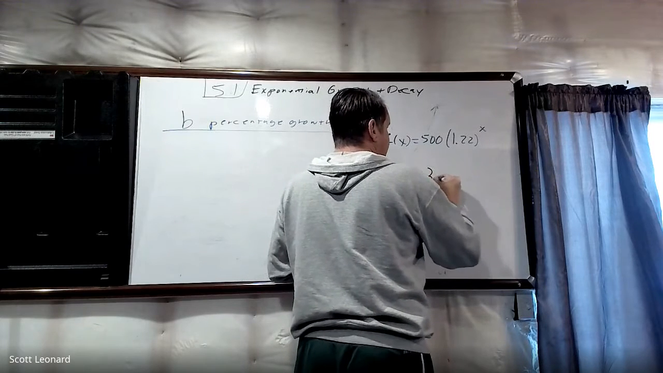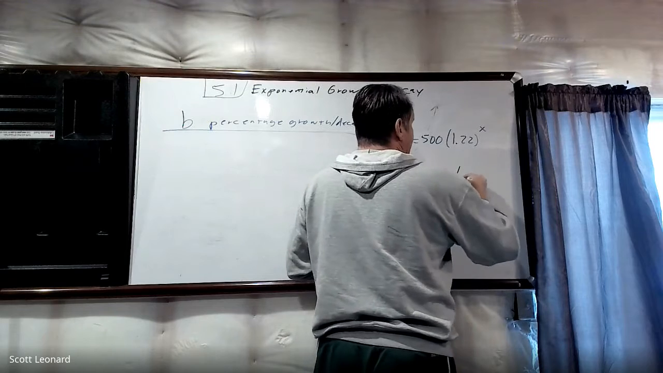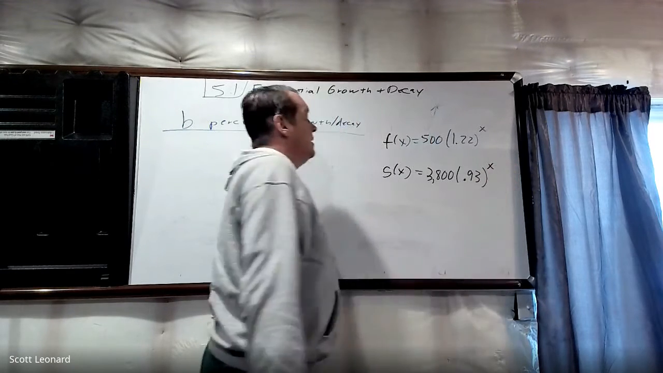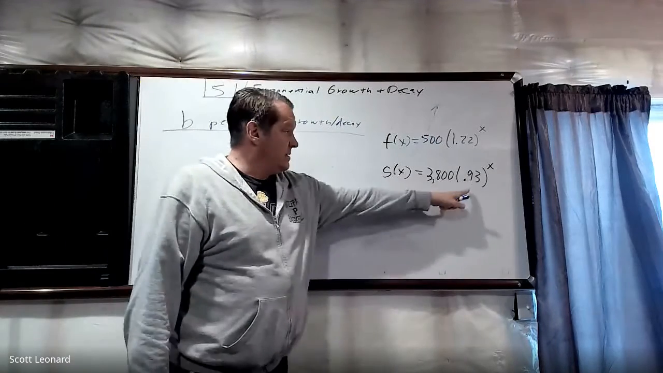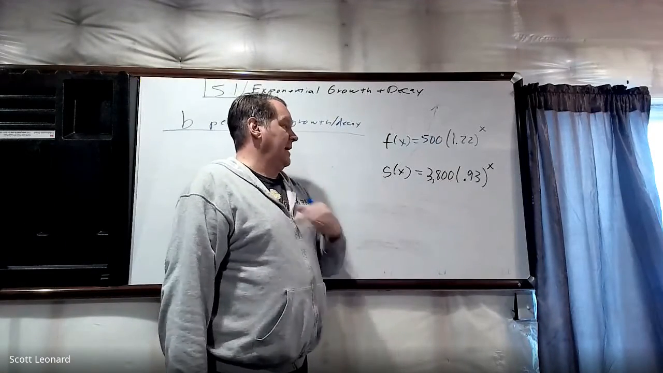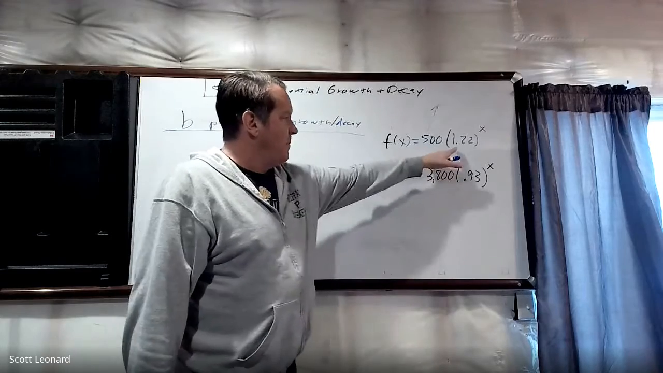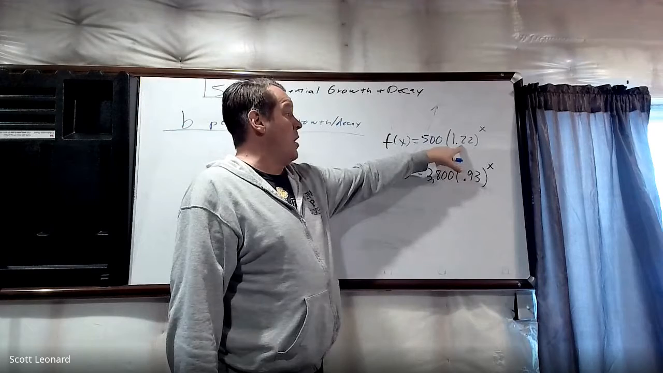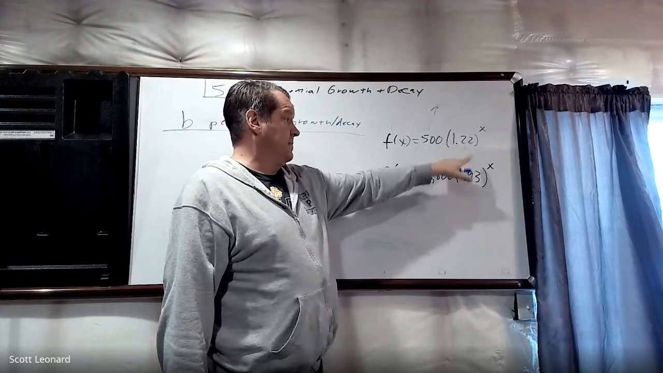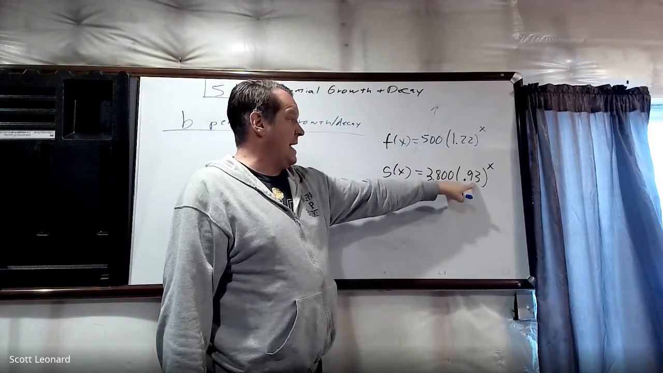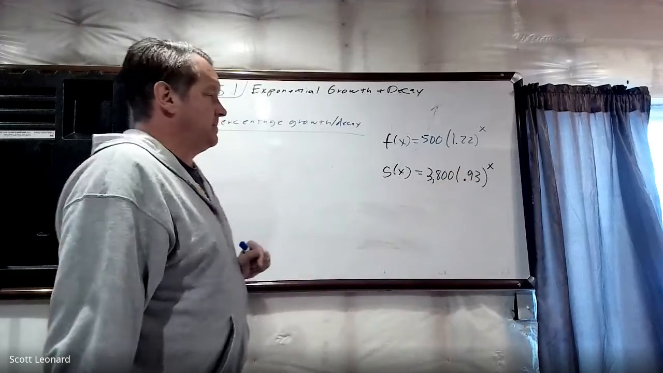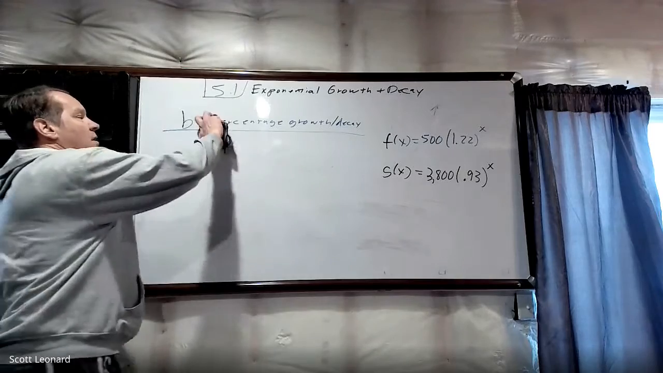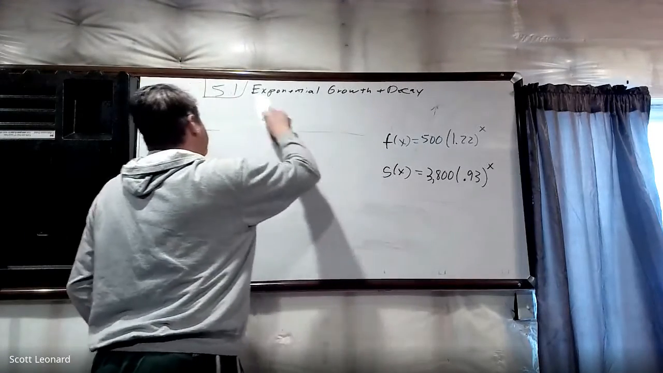3,800 people. Now, last one we had 0.93. This is what the equation might look like. Once again, these would be starting values, but these are those B values. Because this number is larger than 1, I know it's growth. Because this number is less than 1, I know it's decay. All right. Last part of the first section.